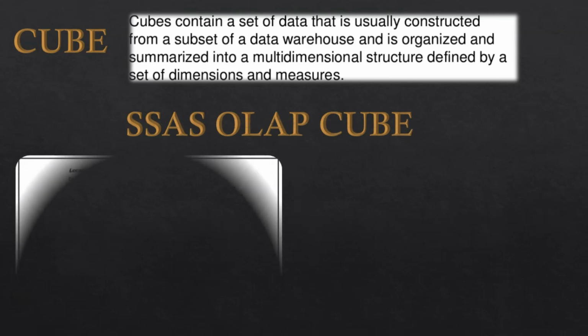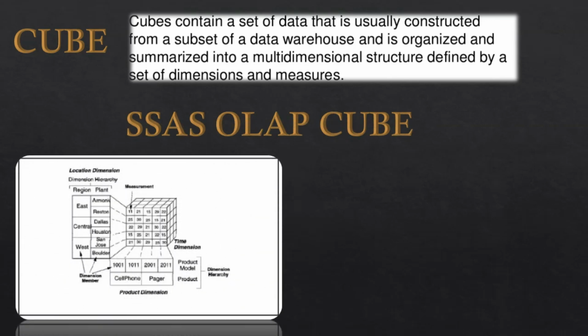So guys, we have the SSAS OLAP cube. SSAS stands for SQL Server Analysis Services, and here it is showing an example of an OLAP cube. We can see it is three-dimensional. We can see the measures written on one side. We can see the time dimension, and dimensions like product model, product code, cell phone, pager. We have dimensions like east, central, west, and then sub-dimensions like Dallas, Houston, San Jose, Boulder.